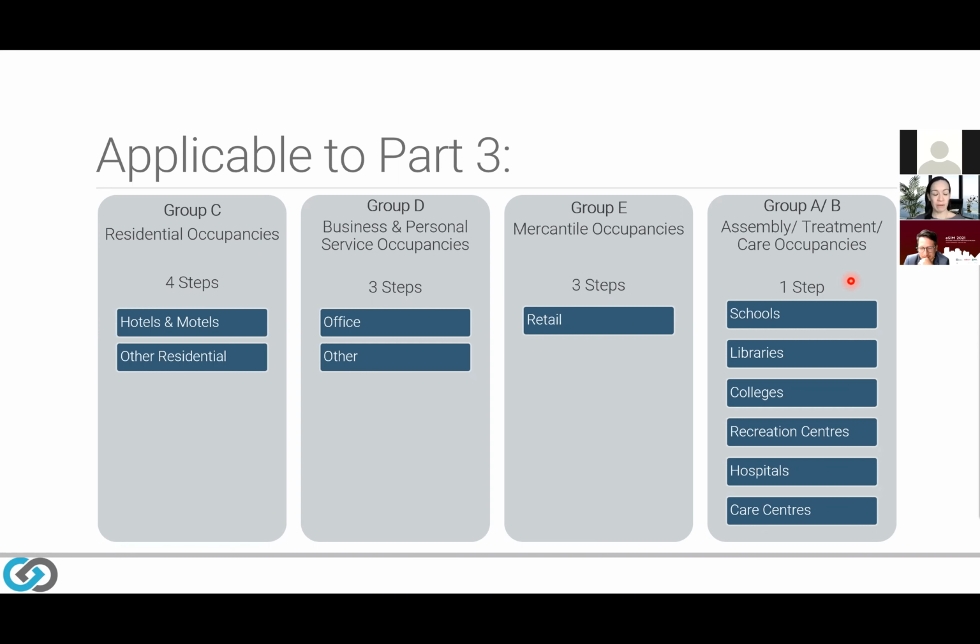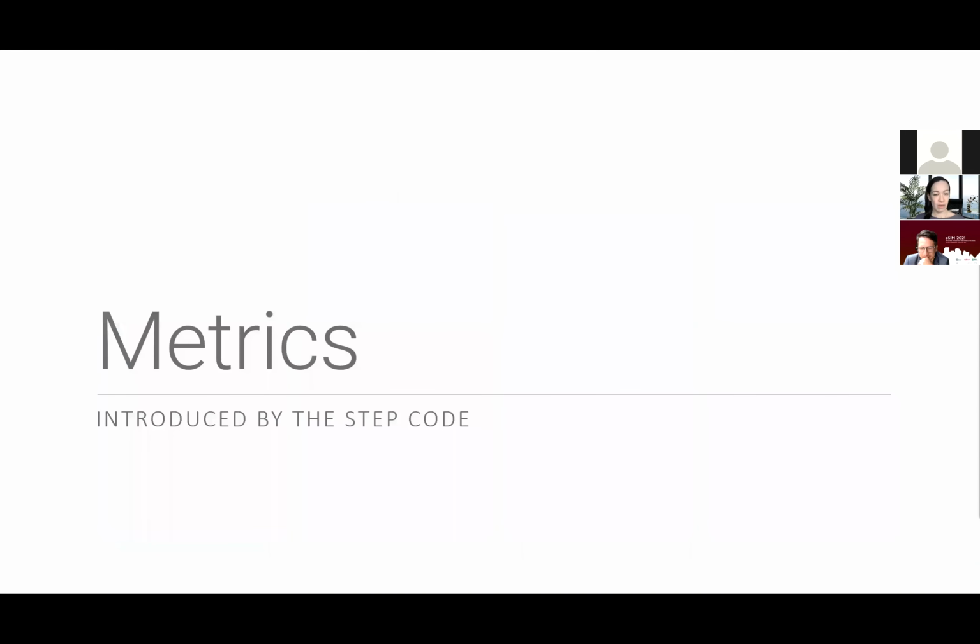If a jurisdiction wanted to say our school should be step code, then they can only mandate that they be step 1, which requires the energy model and the air tightness testing, as I mentioned earlier. So this is the current applicability of the step code. And so the next section gets into what are those metrics that I was talking about for steps 2+. What are the actual limits that are required for those buildings to meet?